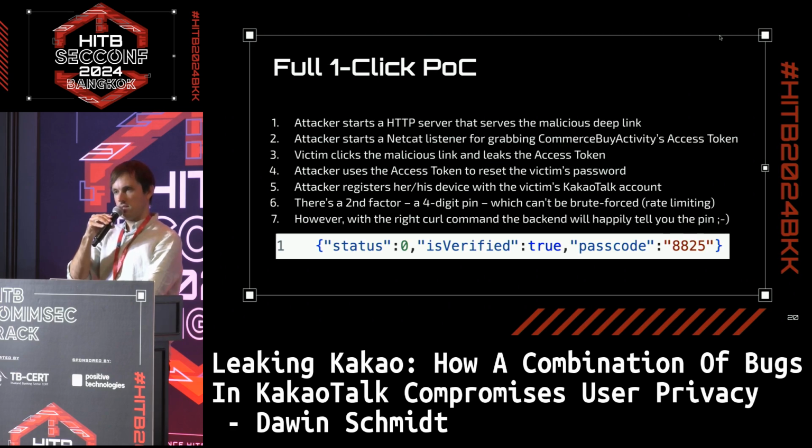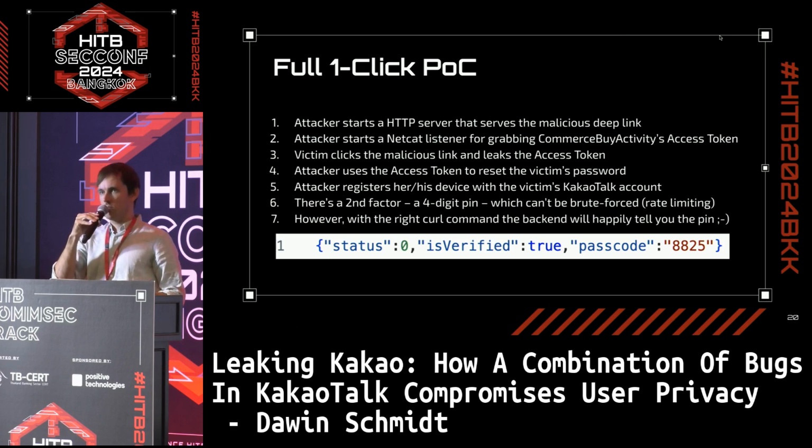All right, now to give you a quick summary of the final POC, a couple of steps. First, what I'm doing in the POC, which I'm about to show you on the next slide, I'm starting an HTTP server that would serve the malicious deep link, the big one that I showed you previously. In the second window, I start a netcat listener for grabbing the access token from the HTTP request. Then the victim clicks the link, I get the token. Next, I'm resetting the user's password. And then the attacker could register his own device to the user's account, and then all the messages would be synced to the attacker's account.